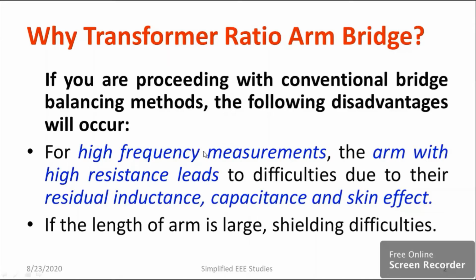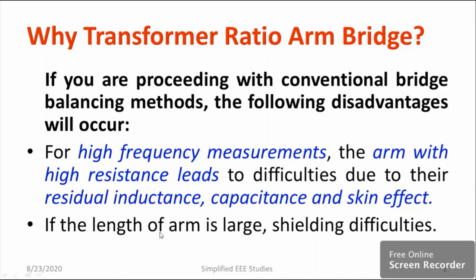Before moving into the topic, let me ask one question. Why is the transformer ratio bridge necessary? Consider the Schering bridge. It is a conventional bridge and we are able to measure dielectric loss. But we face a lot of drawbacks while using it. For example, for high frequency measurements, the arm with a high resistance leads to difficulty due to residual inductance, parasitic capacitance and skin effect. These are the main drawbacks.